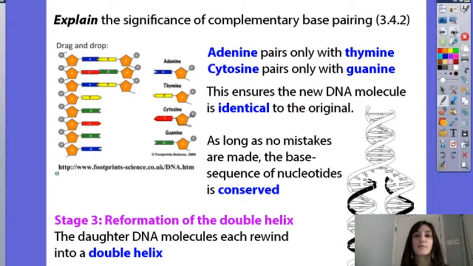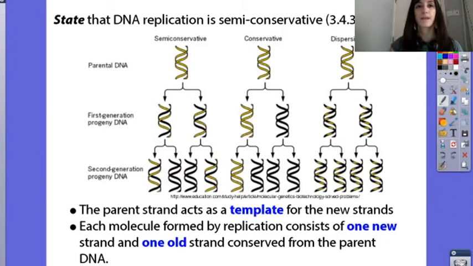So after all the new nucleotides have been added and the phosphodiester bonds have been catalyzed, the double helix reforms. So the daughter DNA molecules each rewind back into this familiar structure here. We call that semi-conservative DNA replication. The reason being is that the parent strand acts as the template for the new strand. So each molecule of DNA is actually formed by one old strand and one new strand. So we call it semi-conservative because that old strand is conserved from the original parent strand.